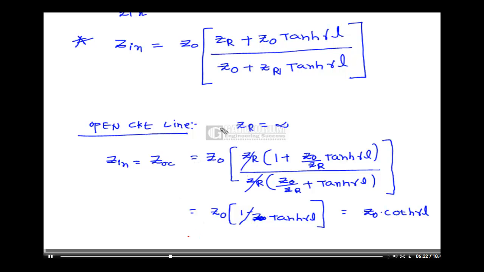I can write it as coth gamma L. Therefore, the open circuit impedance is the characteristic impedance multiplied by coth hyperbolic gamma L: ZOC is equal to Z0 coth gamma L. Actually, there is no need to remember this formula. If you remember the input impedance of a general transmission line, you can easily derive this. ZOC is equal to Z0 into coth hyperbolic gamma L.